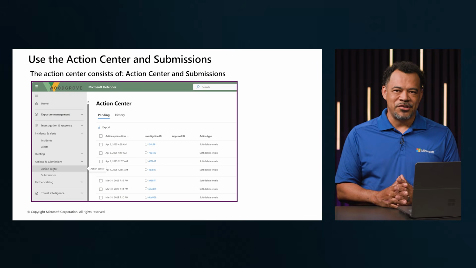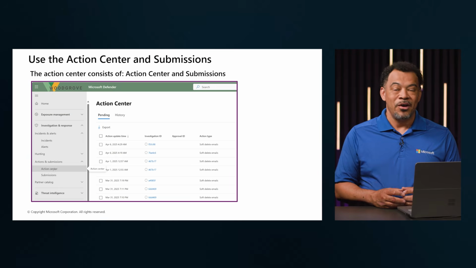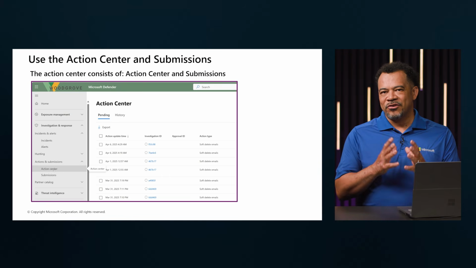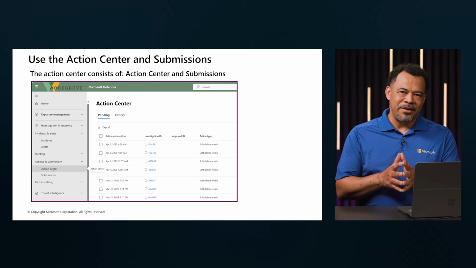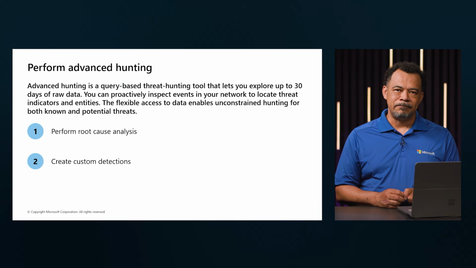The submission section allows users to submit suspicious files, emails, URLs, or other artifacts for deeper analysis by Microsoft's threat research team. It also displays the results of previous submissions, helping organizations validate detections and improve threat intelligence accuracy.